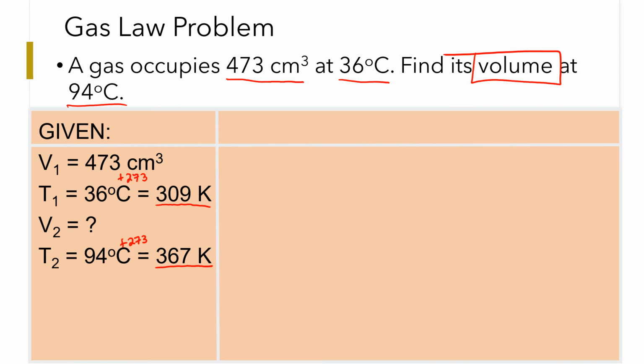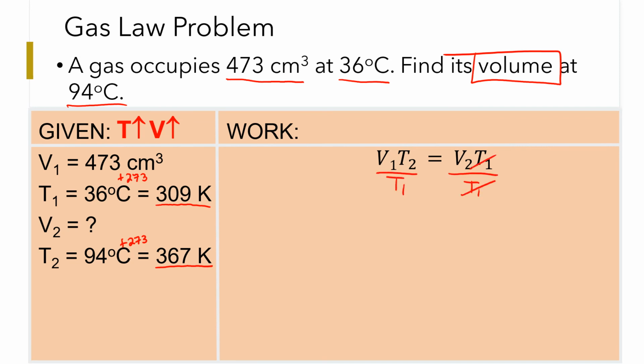So now let's look at our variables. I notice that temperature increased, so I know my volume should increase from 473. Equation time. V1 T2 equals V2 T1. I am looking for V2, so I need to divide both sides by T1. This cancels out, and my new equation is as seen here.